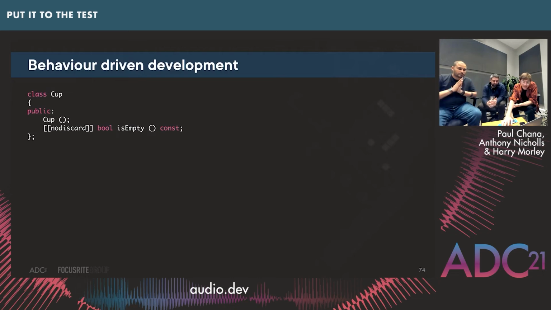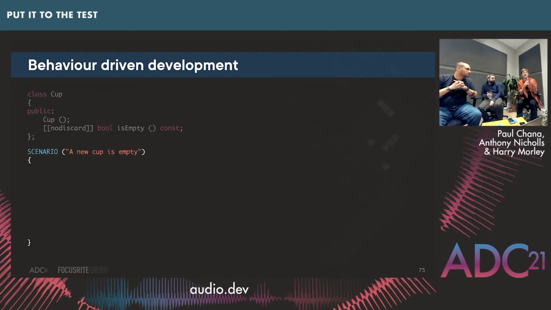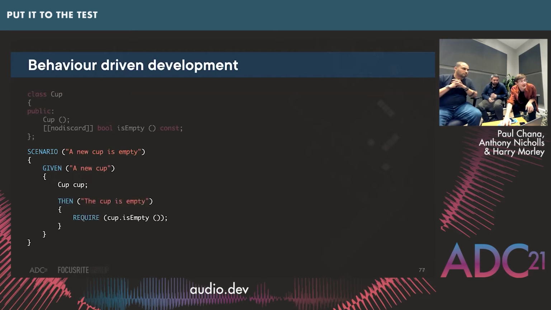So how would that look with BDD? We have specified that a cup is empty by default. So we say our scenario. With BDD, you generally have a scenario, which is the overall thing that you are testing. And then we'll go into the other keywords, which are the given, the when, and the then. To start with, we say, given a cup, and we make a cup. And then we say the specific thing we want to test, which is, then when we have a new cup, the new cup is empty.